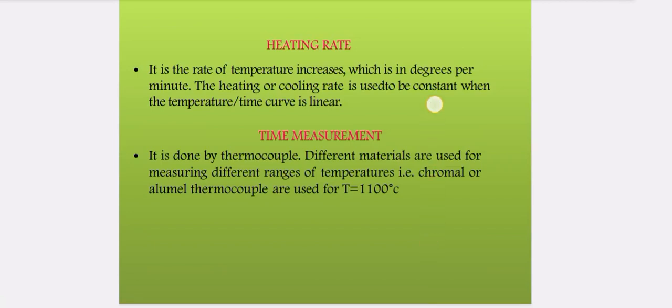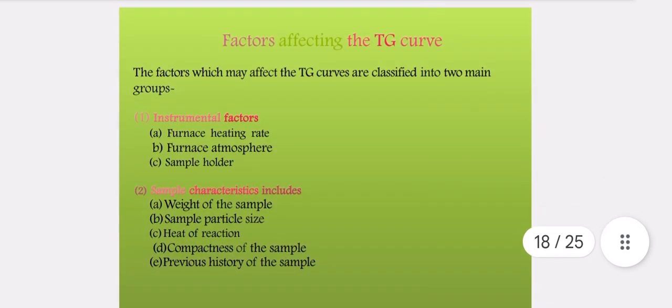Next are the factors affecting the TG curve. There are various factors which affect the TG curves, which include instrumental factors and sample characteristics. Sample characteristics include weight of the sample, sample size, heat of reaction, compactness of the sample, and previous history of the sample. Under instrumental factors, we have furnace heating rate, furnace atmosphere, and sample holder. All these factors affect the TG curve.